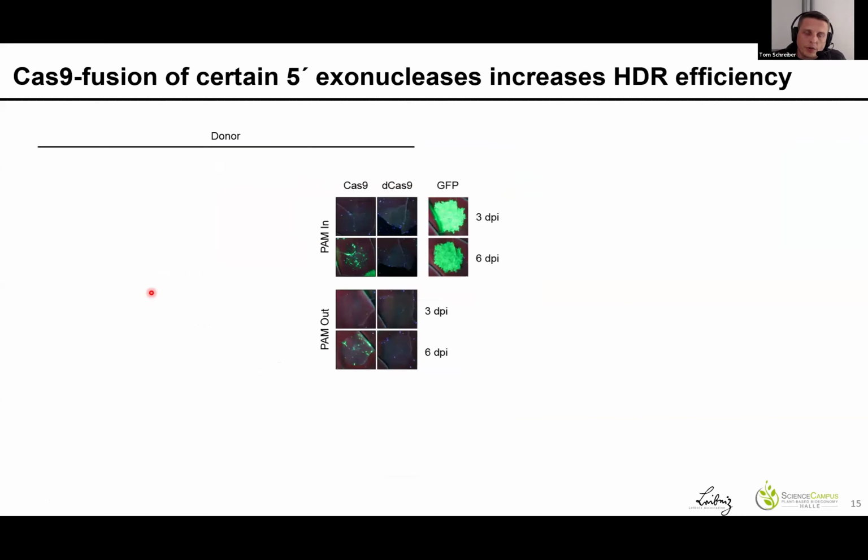So here's an overview, and let's start with the control. As a control, deactivated Cas9, so there is no DNA double-strand break. There will also be no repair, so we don't see any signals here.